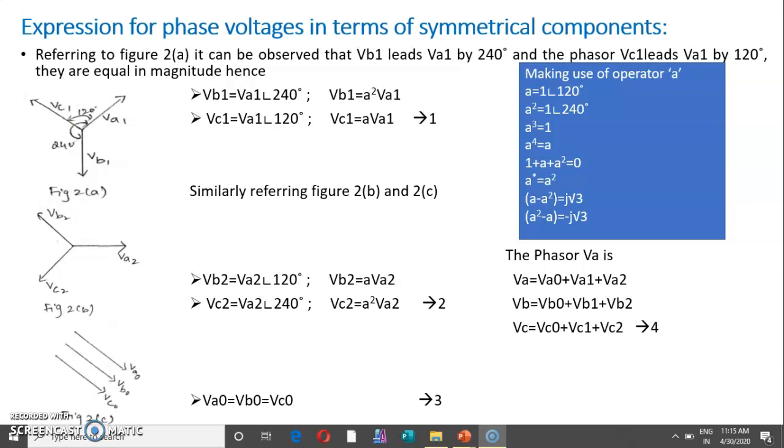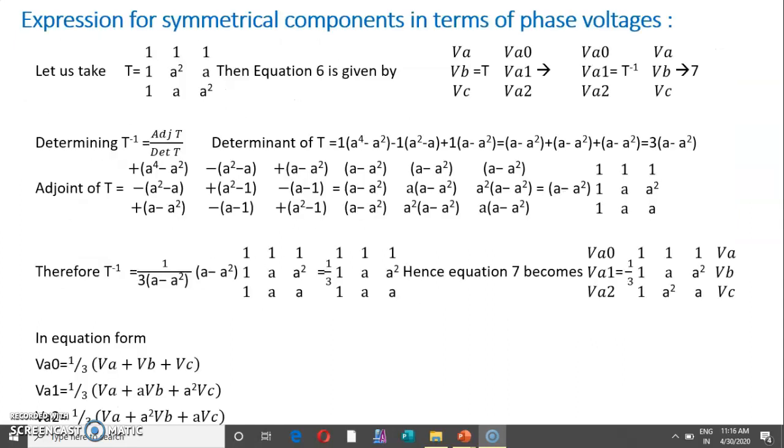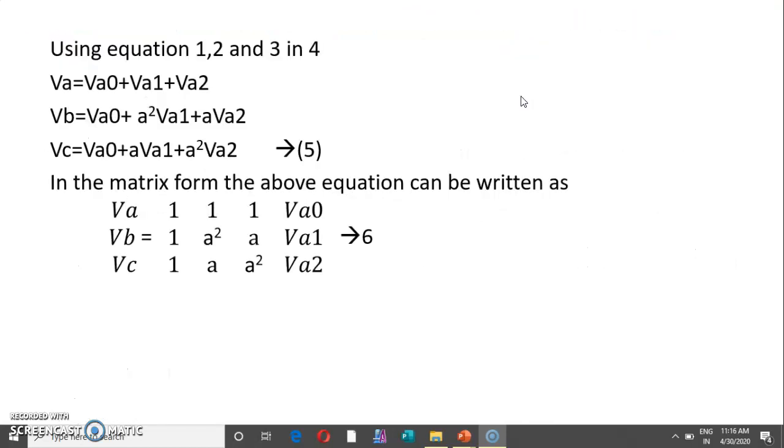Now the next part we will deal with is symmetrical components: how to convert them into phase voltages. That is your next expression, for phase voltages in terms of symmetrical components. We will be given the values of VA0, VA1, VA2, and from that we have to calculate the phase voltages.